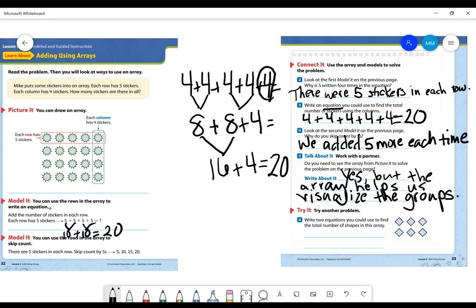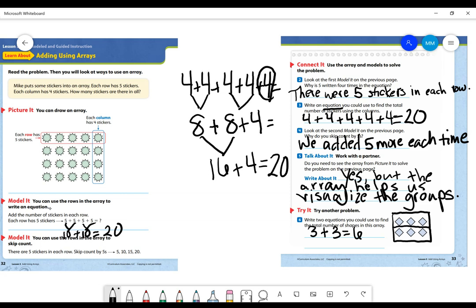Okay. So for number 6, let's look at our last one. It looks like we have another array. It says, write 2 equations you could use to find the total number of shapes in this array. So let's go ahead and start by finding the rows. So remember, rows go side to side. So I'm going to put a circle around my rows. And remember, in my rows and columns, I have to have the same number in each group. So in my rows, I could have 3 plus 3. So I have 2 rows of 3. 3 plus 3 makes 6.